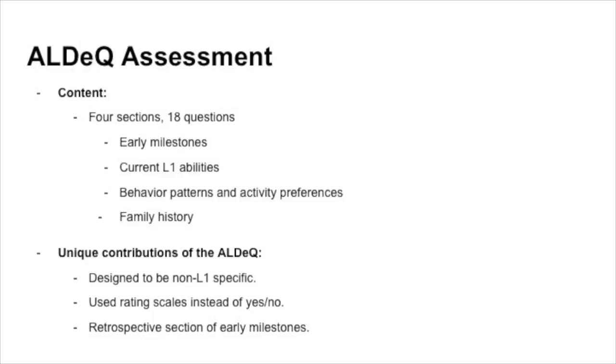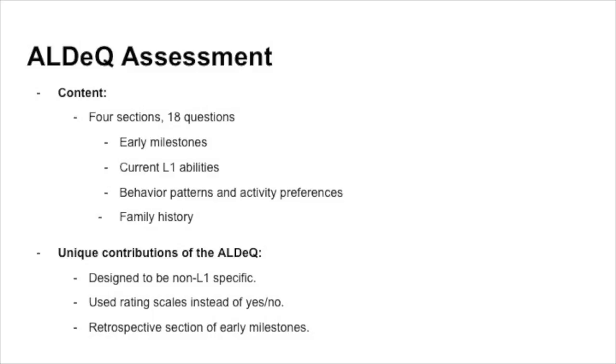Therefore, for the purposes of their study, Paradis and colleagues developed the Alberta Language and Development Questionnaire, or the ALDQ. The ALDQ is a parent questionnaire that includes 4 sections: early milestones, current primary language abilities, behavior patterns and activity preferences, and family history. The ALDQ is unique among existing ELL assessments because it is designed so that it is not specific to a particular primary language. It uses rating scales instead of simple yes or no responses, and it includes a retrospective section of the child's early developmental milestones.